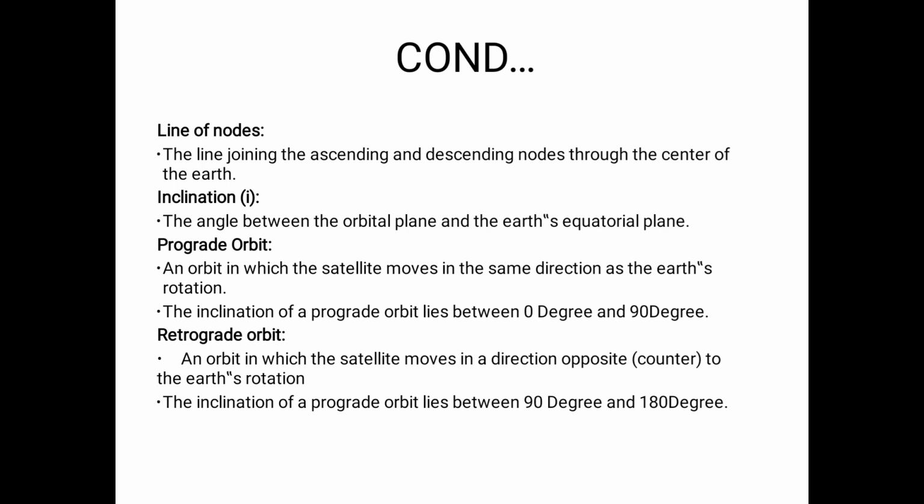Prograde orbit: an orbit in which the satellite moves in the same direction as the Earth's rotation. The inclination of a prograde orbit lies between 0 degrees and 90 degrees. Retrograde orbit: an orbit in which the satellite moves in the direction opposite to the Earth's rotation. The inclination of a retrograde orbit lies between 90 degrees and 180 degrees.